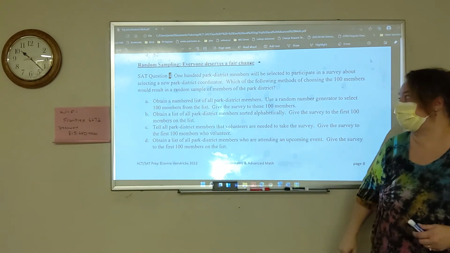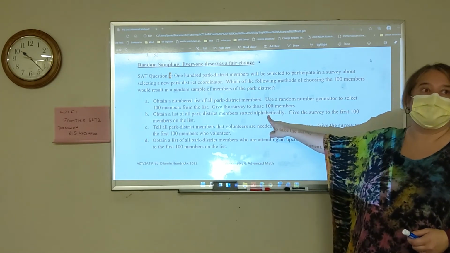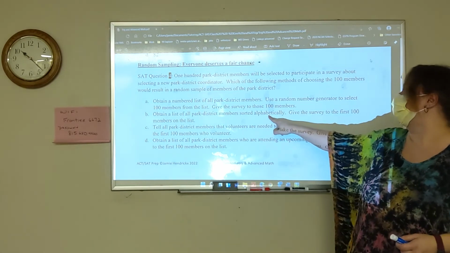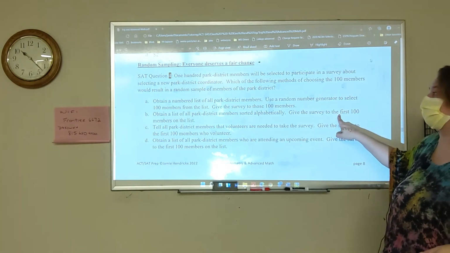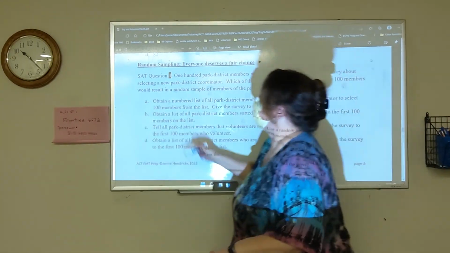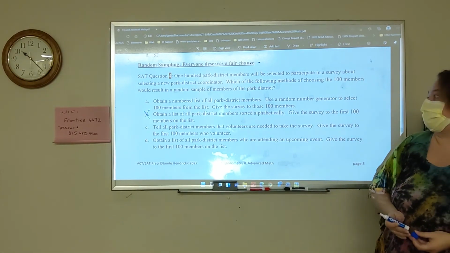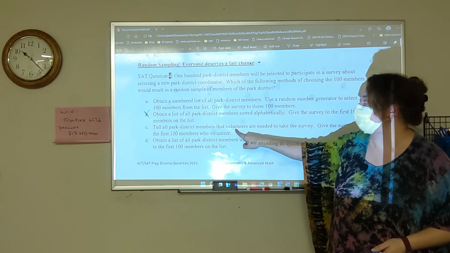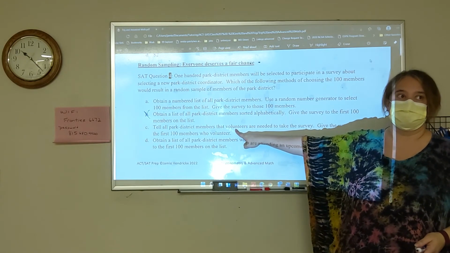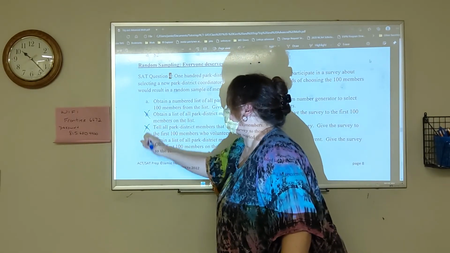B, obtain a list of all Park District members sorted alphabetically. That's not random. We're only giving the survey to the first 100 people on the list. If your name starts with Z, you have no chance of getting picked. So B is out. Again, everybody needs a fair chance of getting picked. C, tell all Park District members that volunteers are needed to take the survey. Anything involving volunteers is never random. You're only going to get people that want to do something. So not everybody has a fair chance.